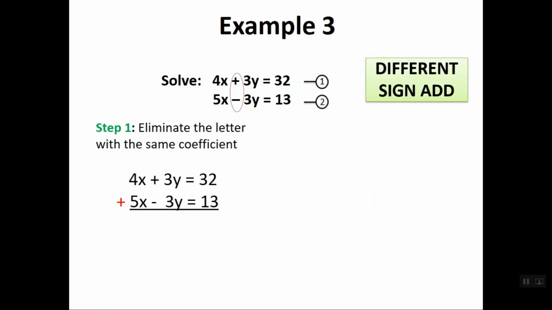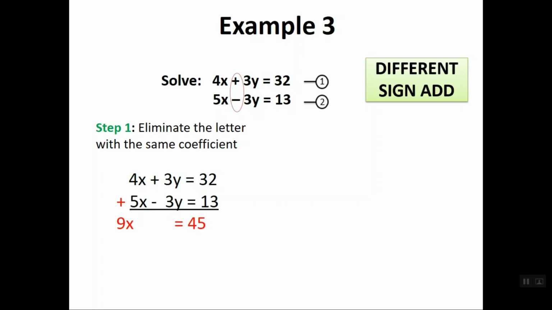So I'm going to add 4x plus 5x, that should give me 9x. And when I add a plus 3y plus a minus 3y, that will give me 0. That was the aim anyway, to eliminate my variable, and in this case we chose y. And now I have 32 plus 13, that should give me 45. So far I have 9x is equal to 45.